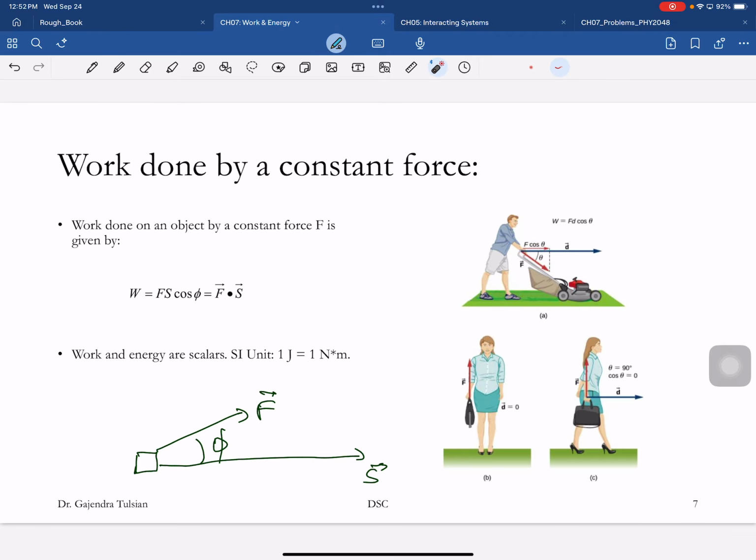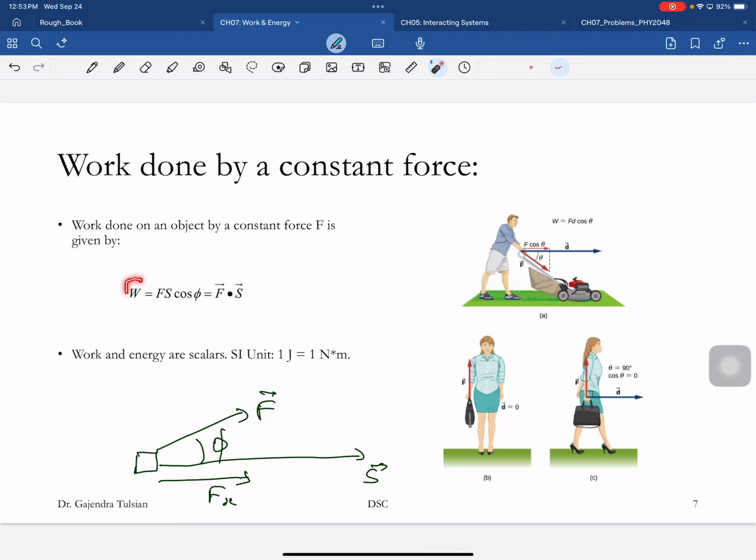Now, F cosine phi is the component of the force along the displacement. So this is Fx, if you want. So the work done by a force is the component of the force along the displacement times the displacement.